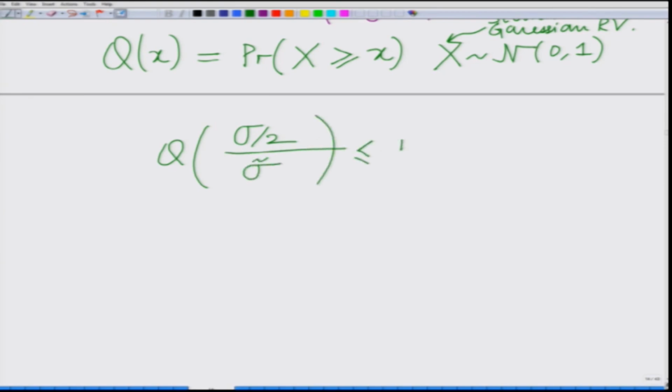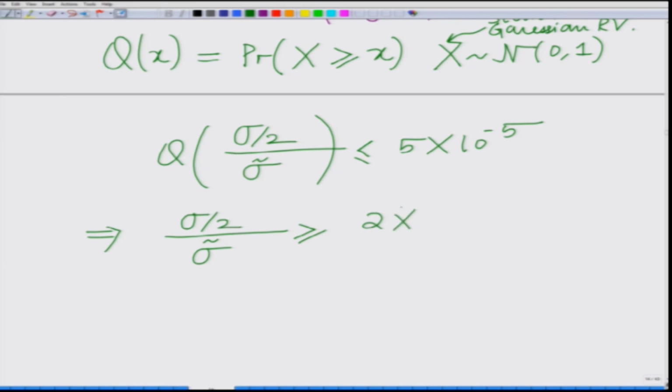This quantity has to be less than or equal to 5 into 10 to the power of minus 5, which implies sigma by 2 divided by sigma tilde has to be greater than or equal to twice into Q inverse of 5 into 10 power minus 5. You can see the inequality is reversed, the lesser than becomes a greater than, because the Q function is a decreasing function.